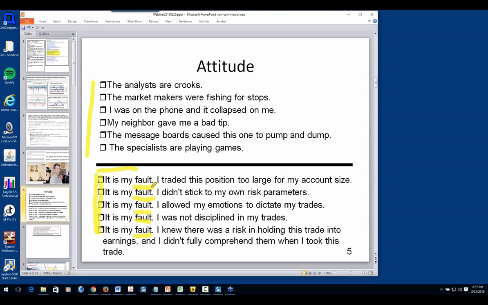But it's about responsibility. Who's responsible for the size of the position? Well, I am. And who is responsible for me violating my risk parameters? I am. Who let my chimpanzee drive? I did. Who failed to exercise discipline? Well, I did. And who didn't know their target enough to know that earnings season was coming up and that they needed to adjust their risk parameters accordingly? Well, that's me.